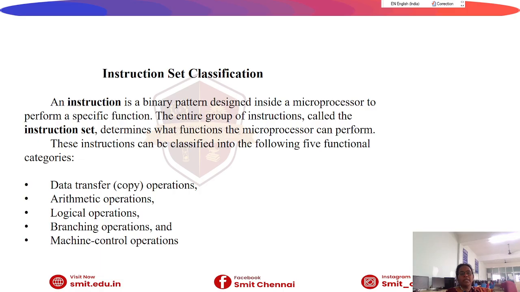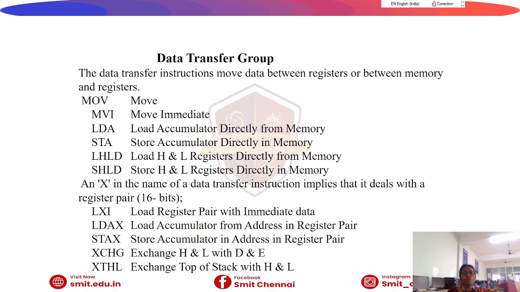Instruction set classification. An instruction is a binary pattern designed inside a microprocessor to perform a specific function. The entire group of instructions called instruction set determines what functions the microprocessor can perform. These instructions are classified into the following 5 function categories. Number 1, data transfer operation, arithmetic operation, logical operation, branch operation, and machine control operation.